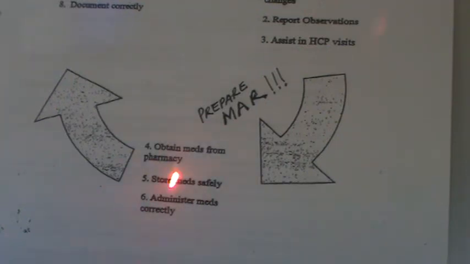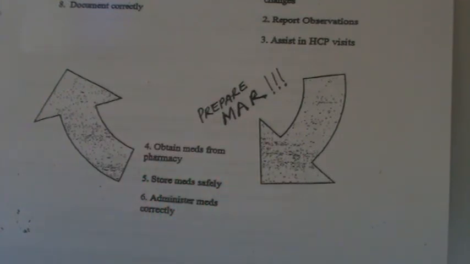When you receive the prescription, you're going to store the medication safely. And we said if it goes in the fridge, it should be in a box that is locked inside the fridge that only you, the CMT, have the key to. Store medications according to their similarity: inhalers together, eye drops together, and so on and so forth. When it's time to pass medication, you're going to administer your medication correctly.